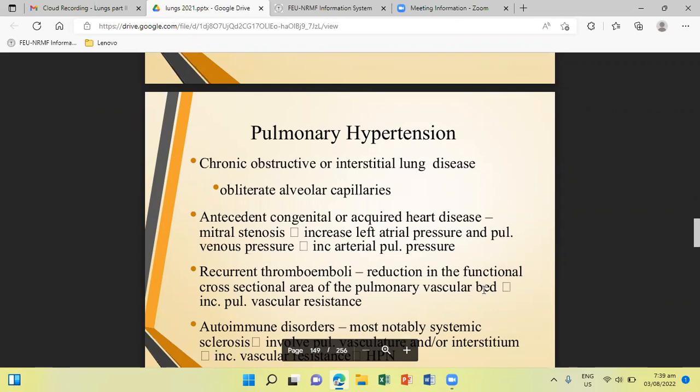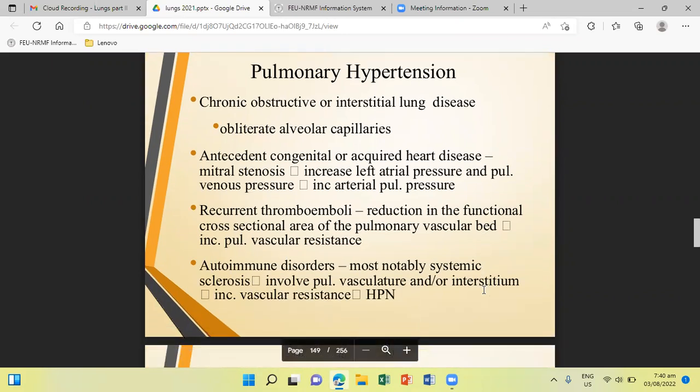Heart diseases, for example mitral stenosis, will cause an increase in left atrial pressure and pulmonary venous pressure, eventually transmitted to the arterial side of the pulmonary vasculature, leading to hypertension. Recurrent emboli may cause pulmonary hypertension by reducing the functional cross-sectional area of the pulmonary vascular bed. Autoimmune disorders, usually in the form of systemic sclerosis, may involve the pulmonary vasculature, leading to increased vascular resistance and hypertension.